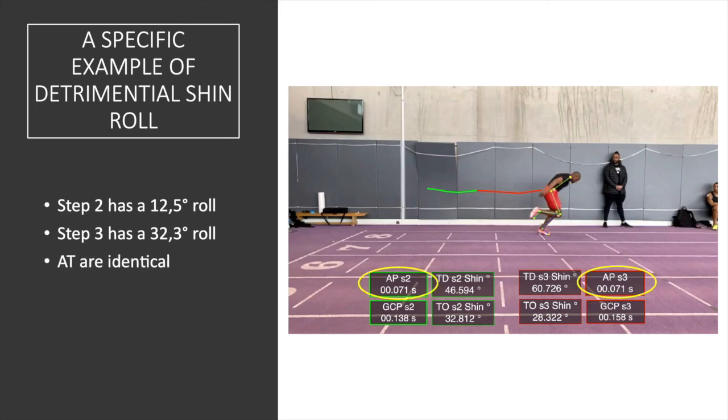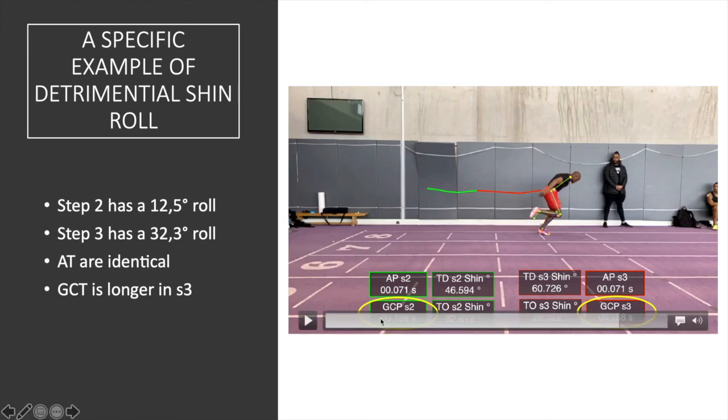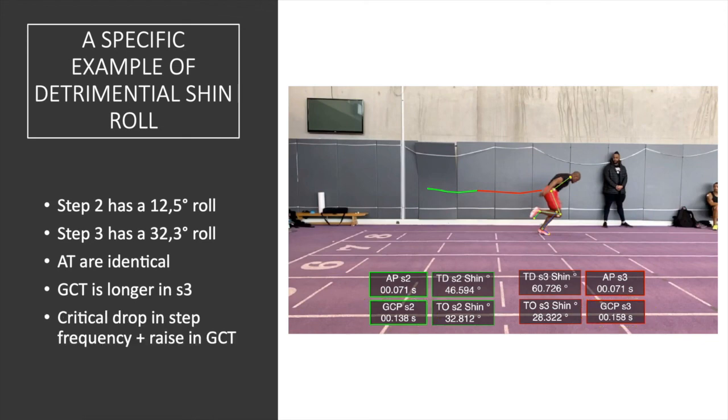But the air time of the two steps are identical, both of 0.07 seconds. Ground contact time is actually longer in step 3. It is of 0.138 seconds in step 2, while in step 3 it's 0.158 seconds. But this means there's a critical drop in step frequency and a raise in ground contact time, whereas we want the ground contact time to decrease rather than increase, specifically in this time in the run in initial acceleration. So we want to orientate forward and have as less shin roll as possible.